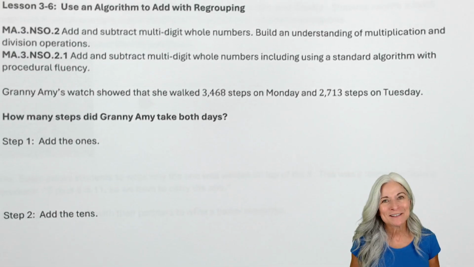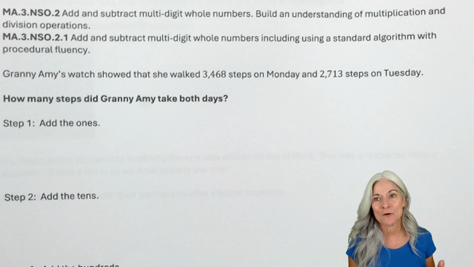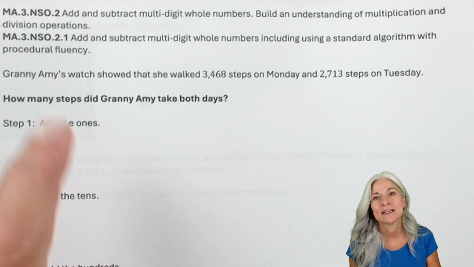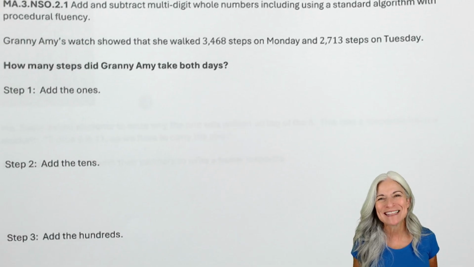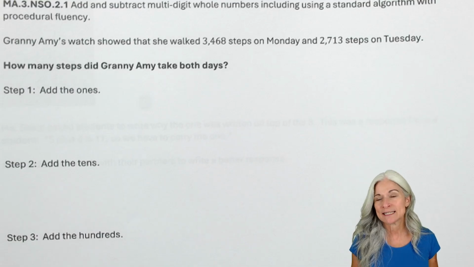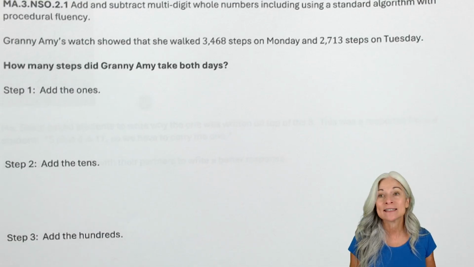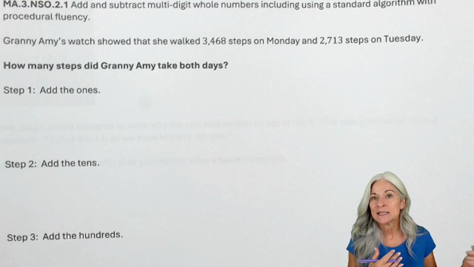Okay, so we're still on our same standard, number sense in operations 2, if you're with me in Florida; other states will be a little bit different. And our same benchmark, 2.1. All right, so we have a problem like this. Granny Amy's watch showed that she walked 3,468 steps on Monday and 2,713 steps on Tuesday. How many steps did Granny Amy take both days?